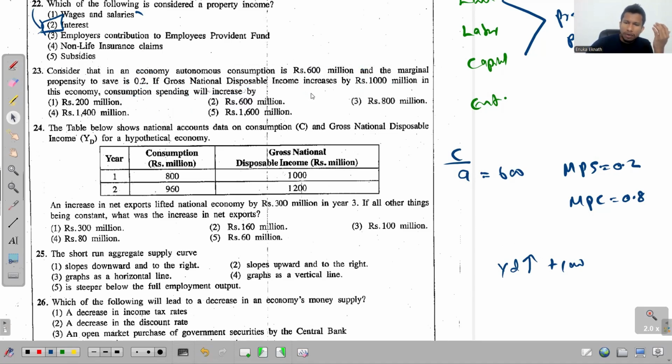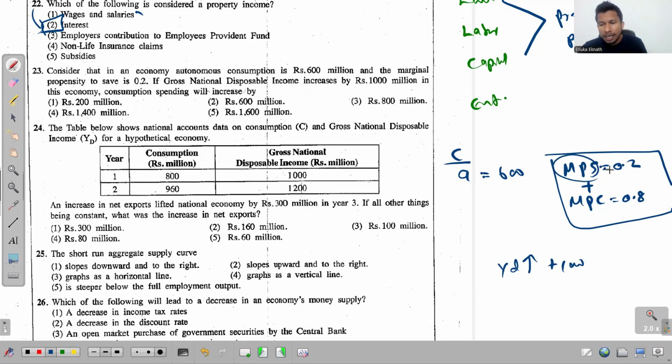Now, if you know the relationship between these two, it is very simple. Everyone knows that MPS plus MPC has to be equal to 1, right? So if MPS is 0.2, obviously MPC is 0.8. And what's the meaning of this MPC? If your disposable income increases by 1 rupee, you will spend 0.8 rupees for consumption. So if your disposable income increases by 1,000, then you will allocate 800 for consumption. So the answer is the third one. The consumption will increase by 800 million.